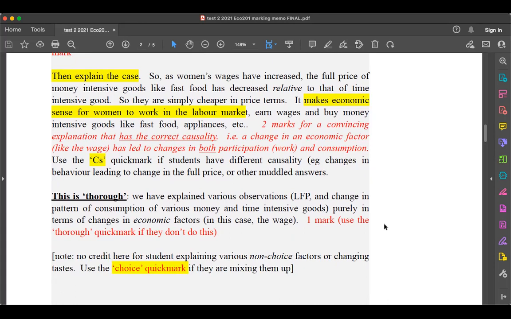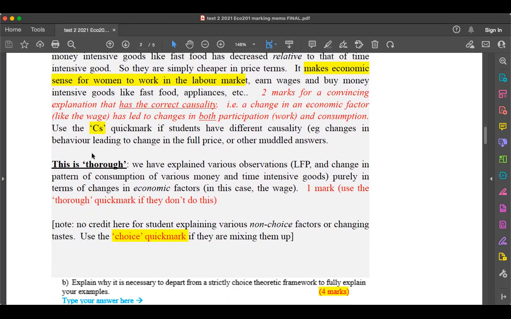Yeah. So then you refer to your thoroughness. So you already explained conceptual precision by saying that a certain concept is imprecise, and then here you're talking about thoroughness. So this is thorough because you've explained various observations, so labor force participation and the change in pattern of consumption of various money and time intensive goods purely in terms of changes in economic factors. So in this case, the wage played a role in how you spend on money intensive goods versus time intensive goods, right? So you are linking everything. I hope you get the pattern here, right?